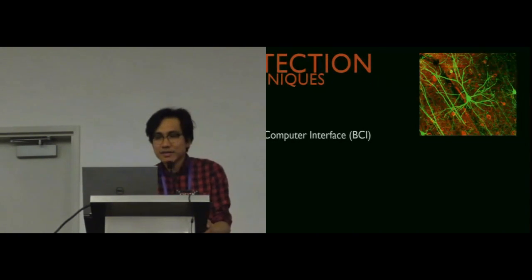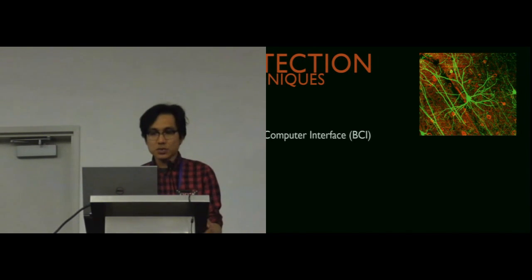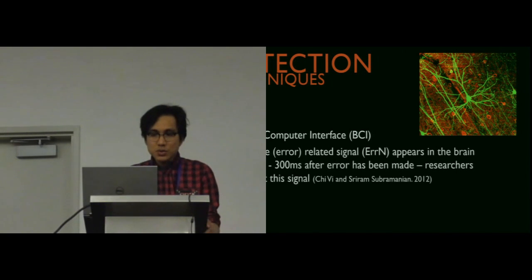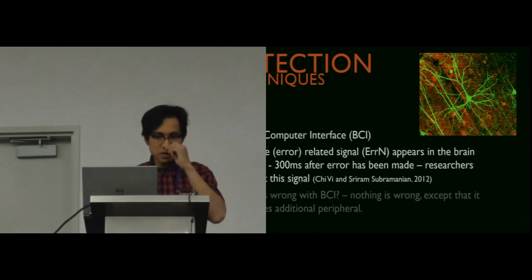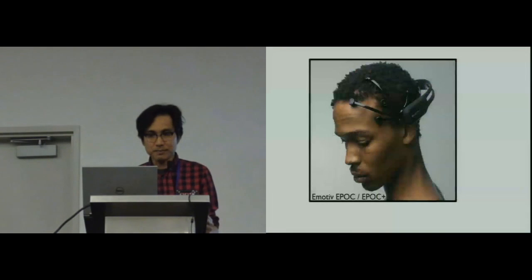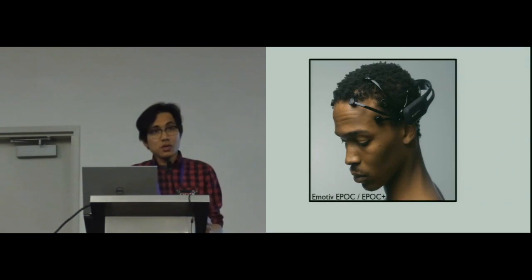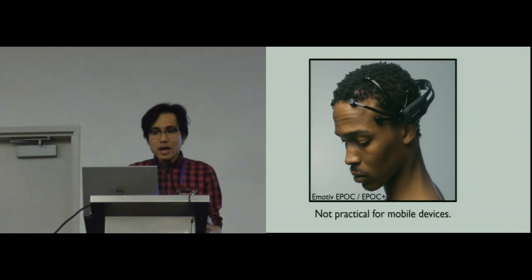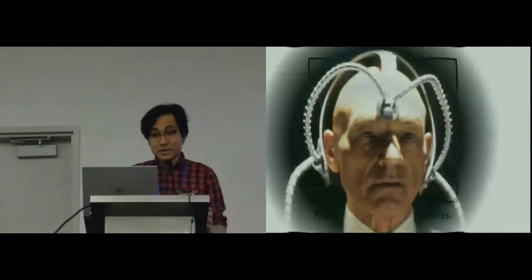In HCI, most of the effort to detect and recognize interaction errors was achieved through brain-computer interfaces. Through this technique, when a user commits a mistake during interaction, a specific signal called error-related negativity will appear in the brain about 100 milliseconds to 300 milliseconds after the mistake. So researchers have used this signal to detect interaction errors. Whilst error detection using brain-computer interfaces is intuitive, this technique requires additional peripherals to be worn by the user. For example, this one. Wearing a headset like this may not be practical for mobile devices. And perhaps not like this one.